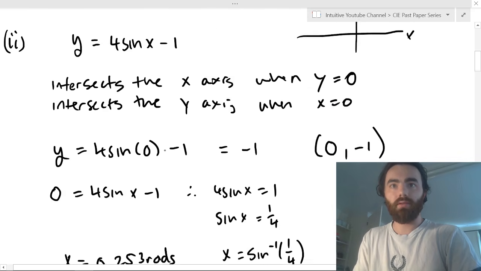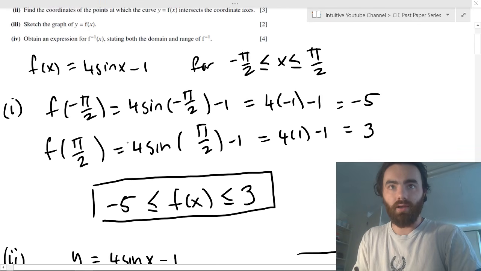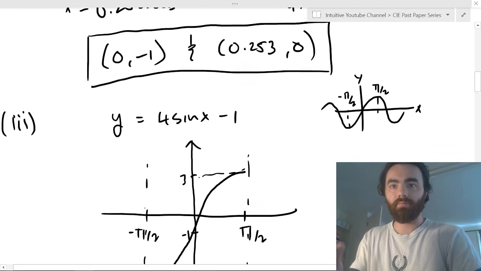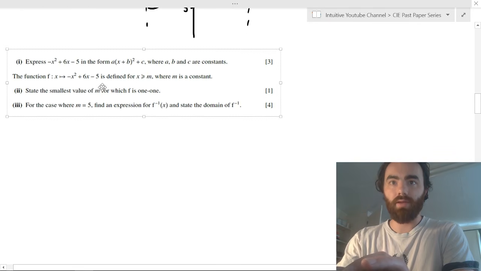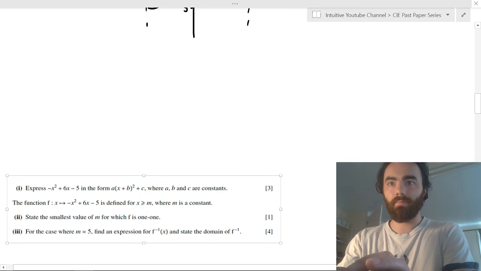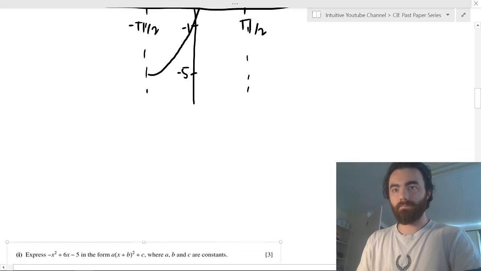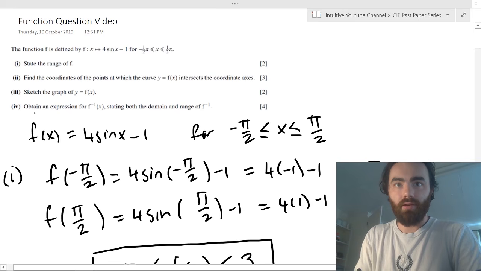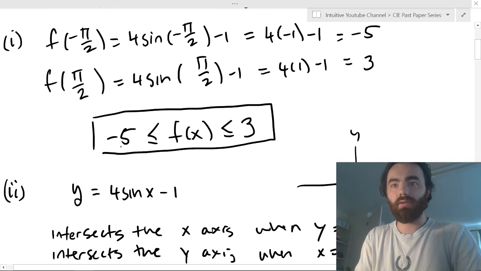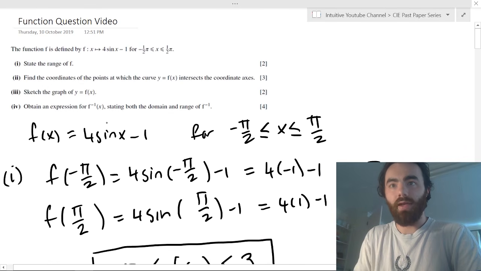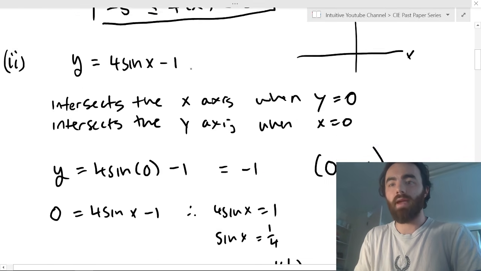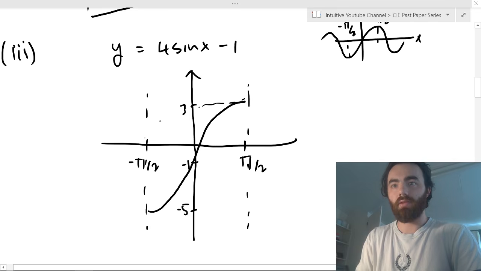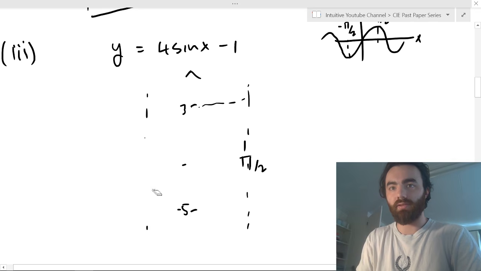Okay, I think we've got one more question here. Part IV: obtain an expression for the inverse of f of x and state both the domain and range of it. So you can see that. I'll rub this out so we have some room for this next question.